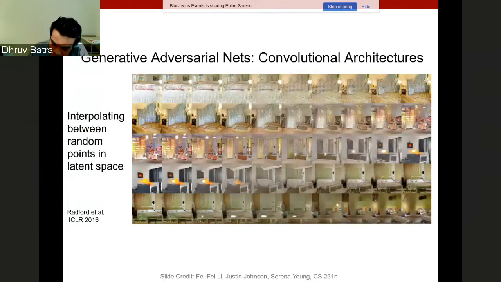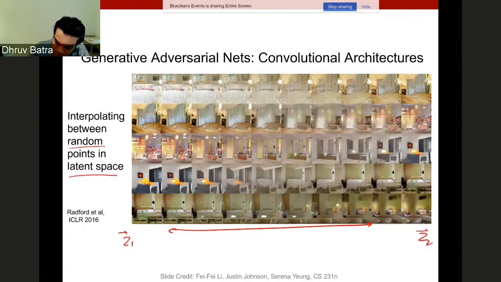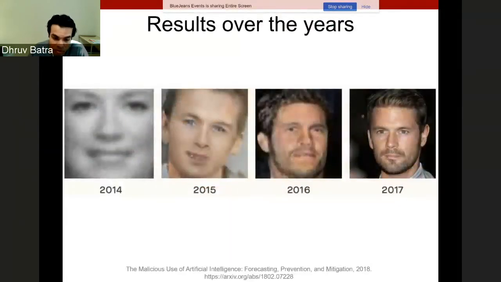This is a really nice example of interpolation in Z space between random points in latent space. So you take Z1 as a vector, you take Z2 as a vector, you have generation 1, generation 2, and you smoothly interpolate between them. And what's interesting is that you get reasonable looking outputs as intermediate values. And the results over the years have really improved in GANs. This figure is taken from a report which was published in 2018. Therefore, the figure stops at 2017.